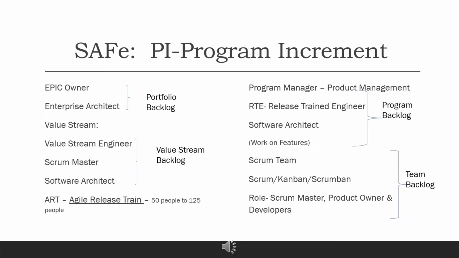In that, we can imagine a triangle, and there will be three key holders. One designation will be value stream engineer, then one scrum master, and one software architect. And at this level again, one backlog will get created. That is called the value stream backlog. So we have seen the portfolio backlog.